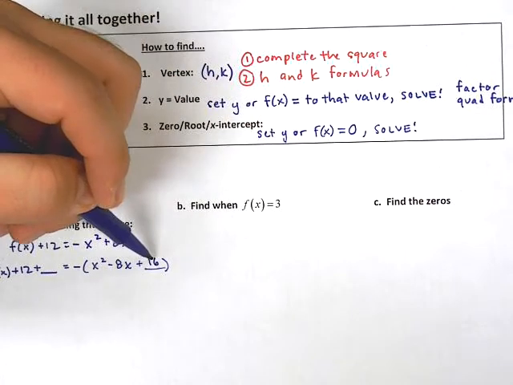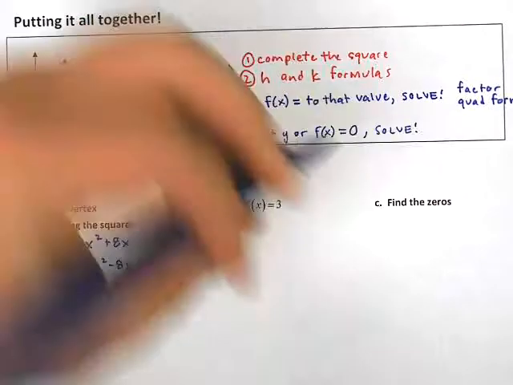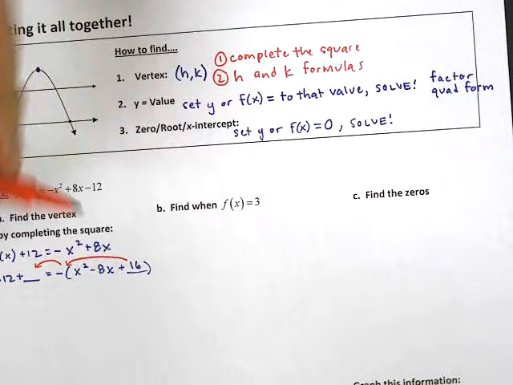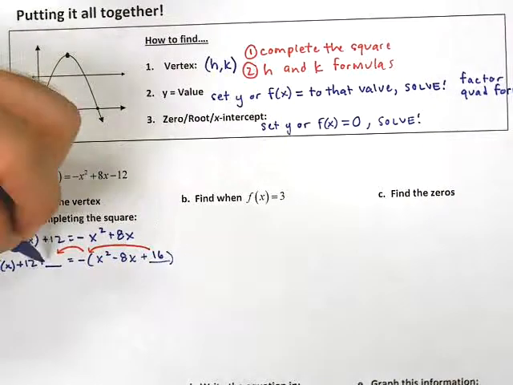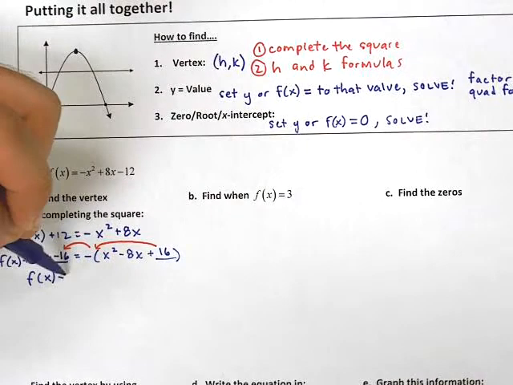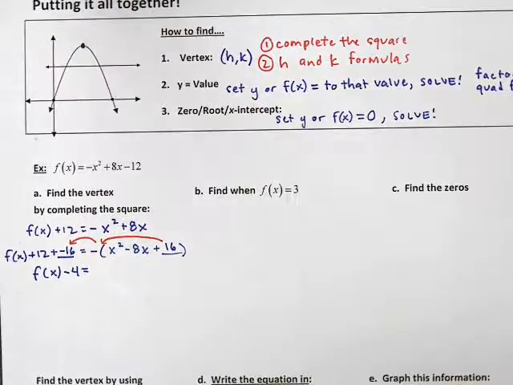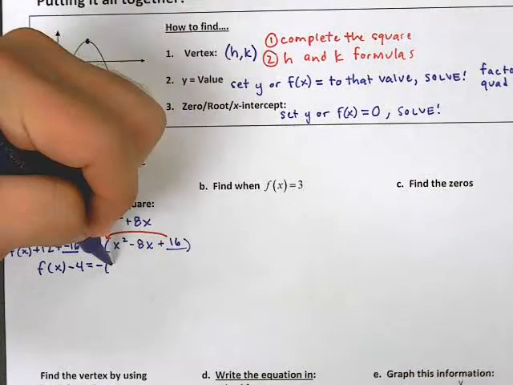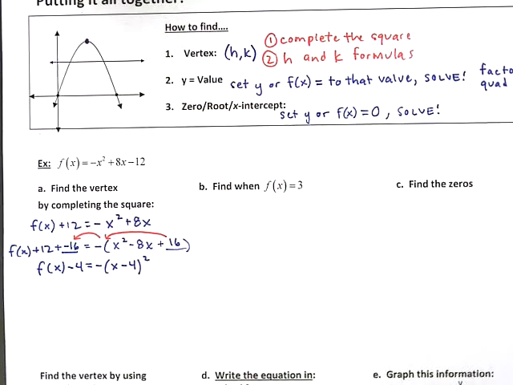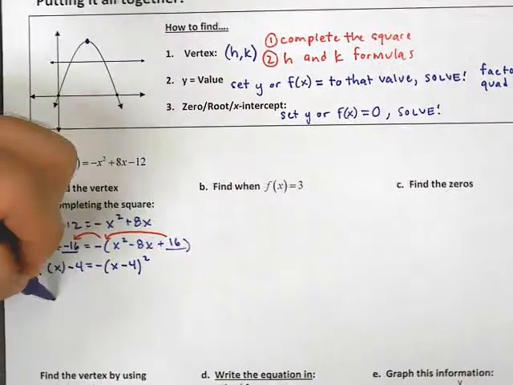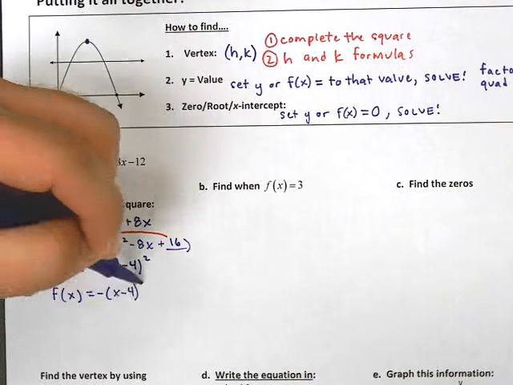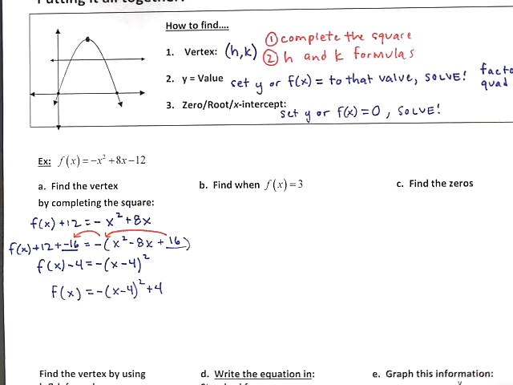So if I add 16 over here, I'm actually adding negative 16 on the other side, which means I have f of x minus 4 equals negative, and then the whole reason we do this is x minus 4 squared. The last thing we do is we move that back over, so f of x equals negative x minus 4 squared plus 4. All right.